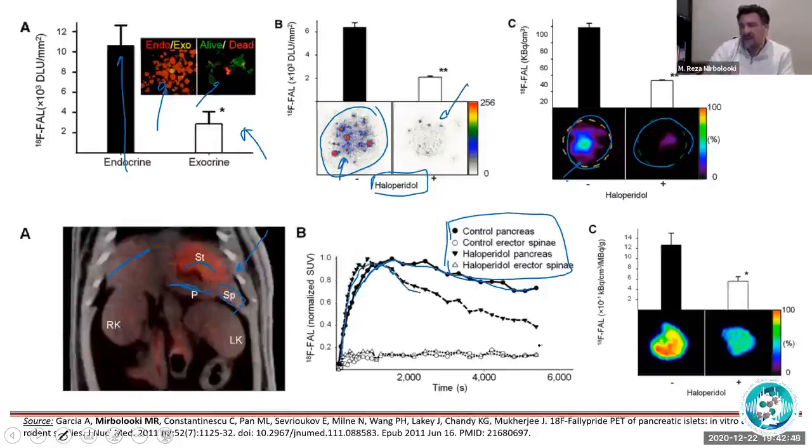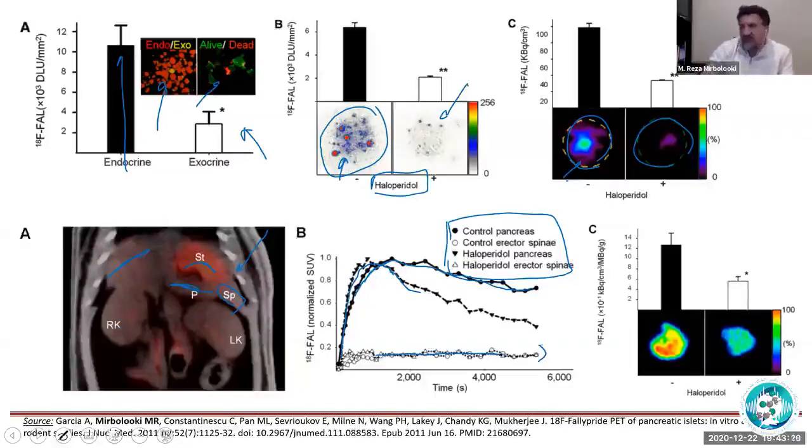We used the erector spinae muscle, which is in the back, so it's kind of safe, being far from any different hot spots. We saw that in both cases there is no significant difference between these two groups. So this shows that even in a normal endogenous pancreas, we can see more uptake in the pancreas because of the presence of the D2 receptor.